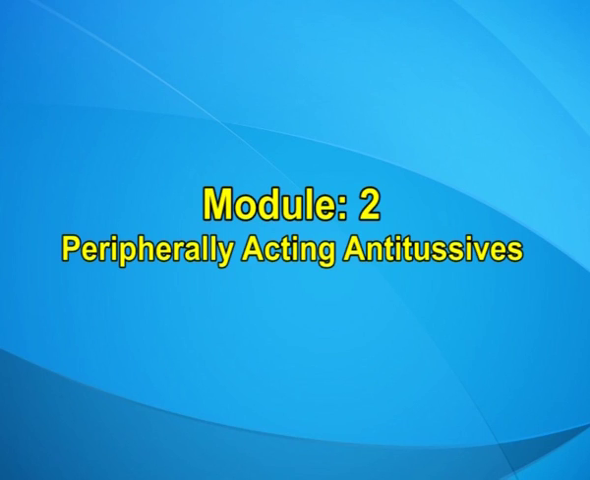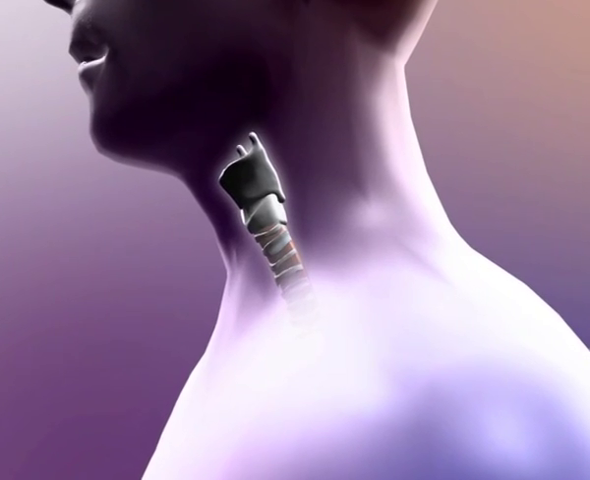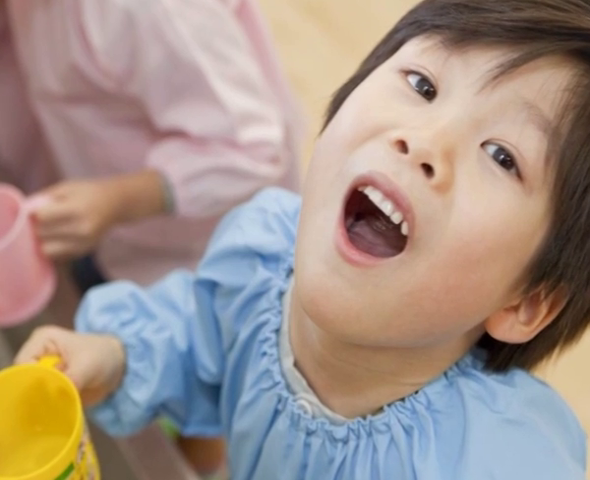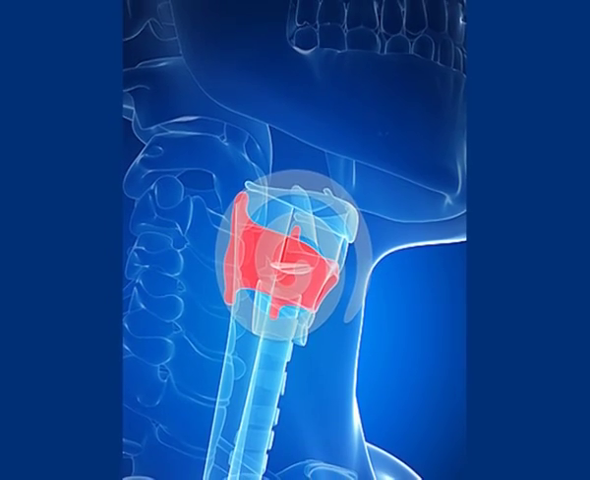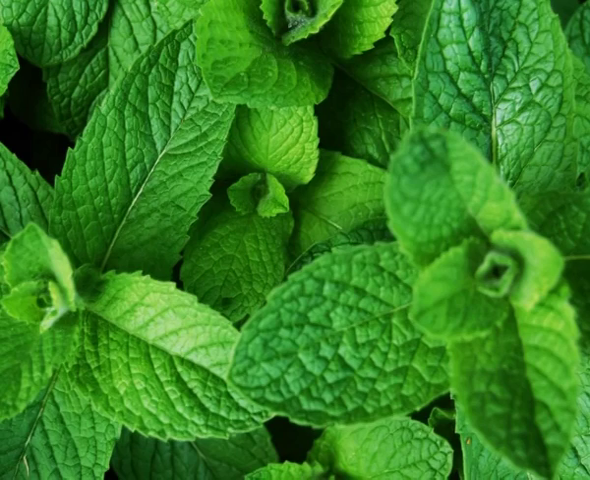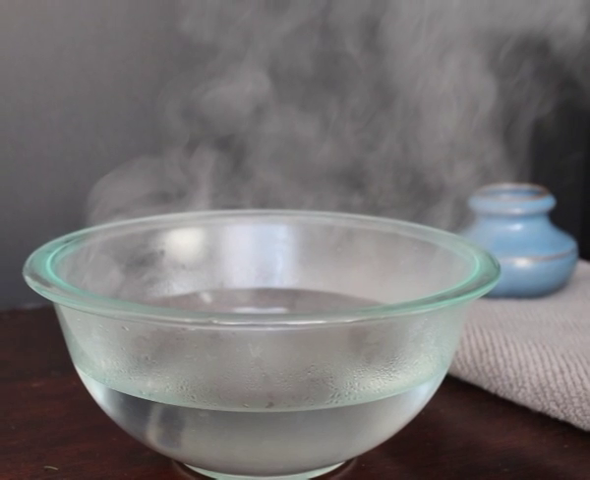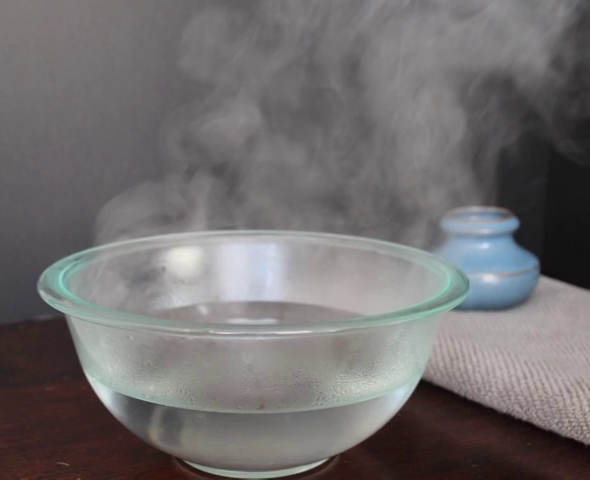Module 2: Peripherally acting antitussives. Peripherally acting antitussives act through inhibition of cough receptor or pulmonary stretch receptor. The anti-cough effects can be achieved by the inhibition of cough receptors of the pharynx, by the use of demulcent and soothing pastilles and gargles; larynx, by the use of emollient and soothing spray of menthol and eucalyptus; tracheobronchial airway, by the use of inhalation of hot steam medicated with benzoin tincture.